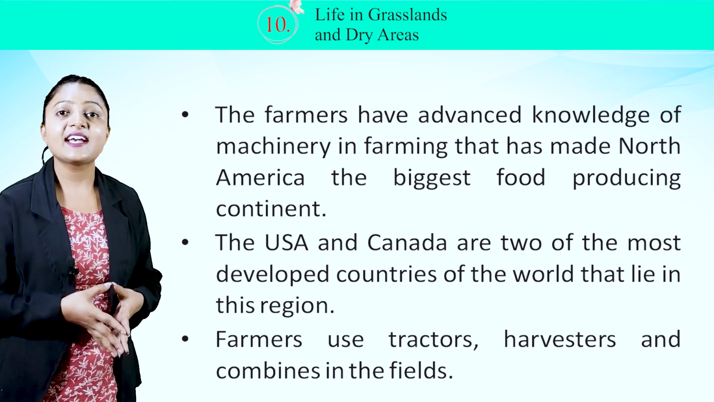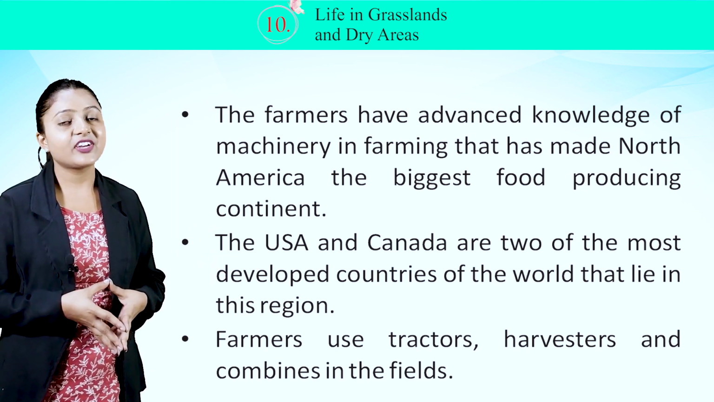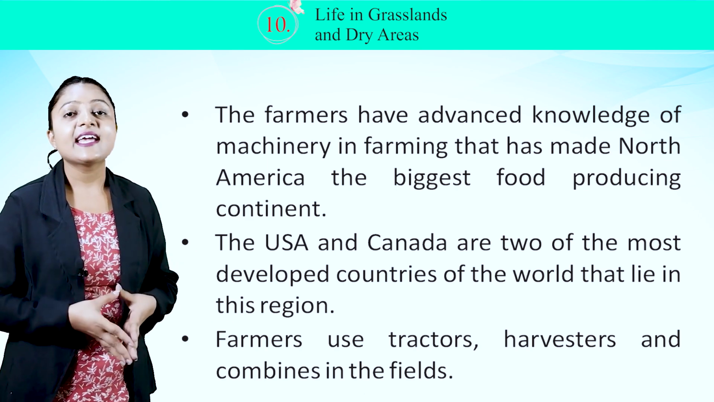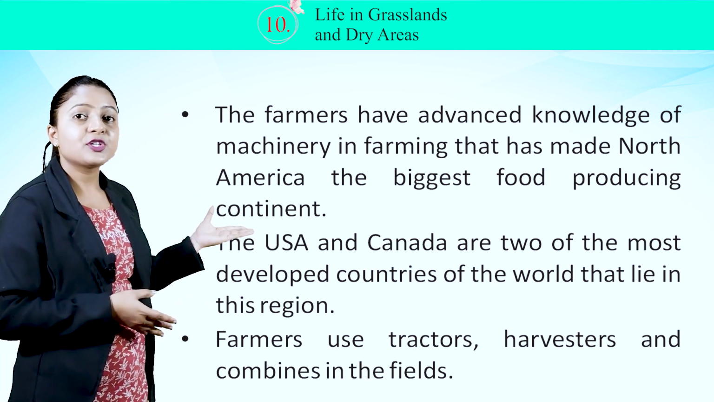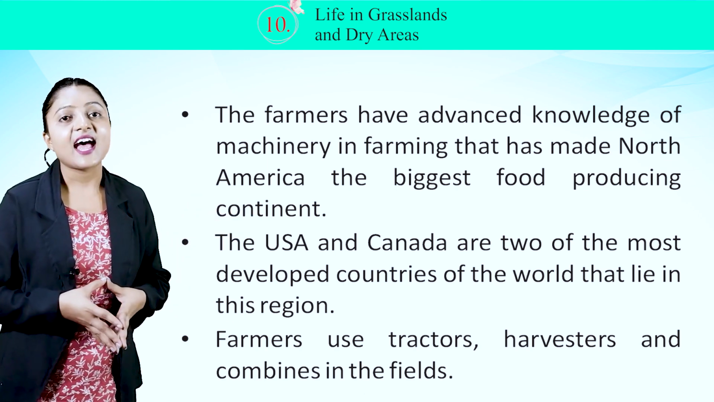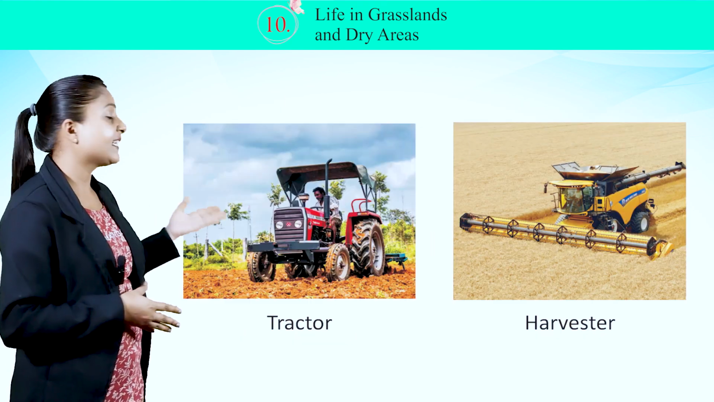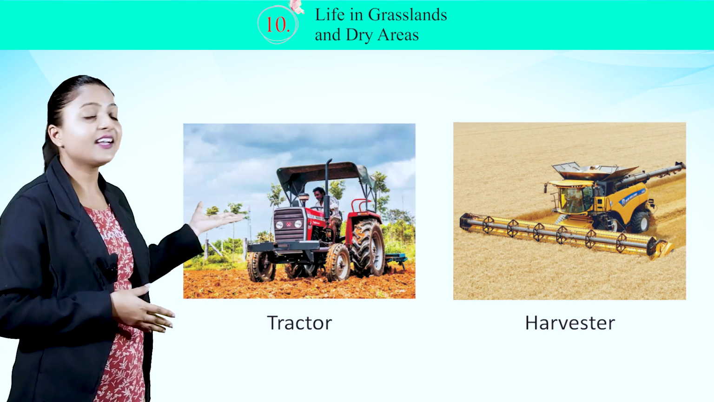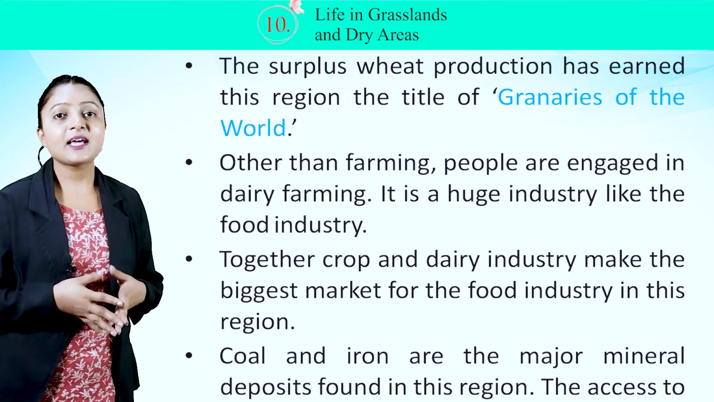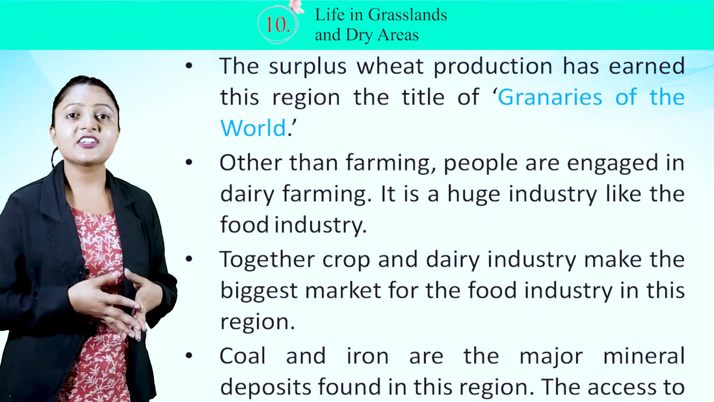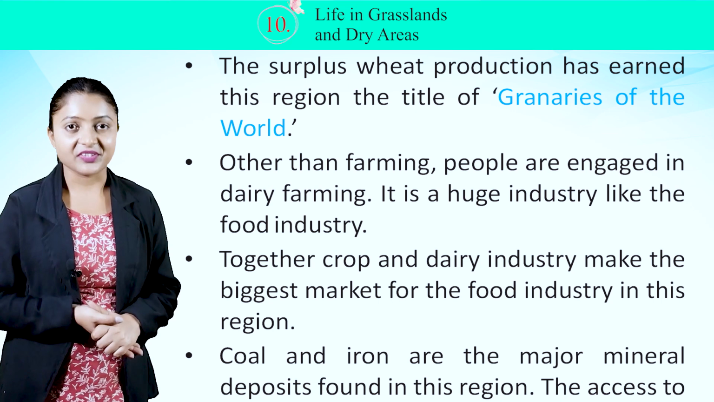The USA and Canada are two of the most developed countries of the world that lie in this region. Farmers use tractors, harvesters, and combines in the field. In this image, you can see tractor, harvester. The surplus wheat production has earned this region the title of granaries of the world.